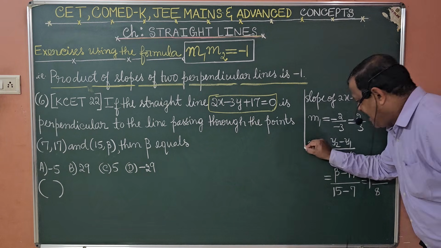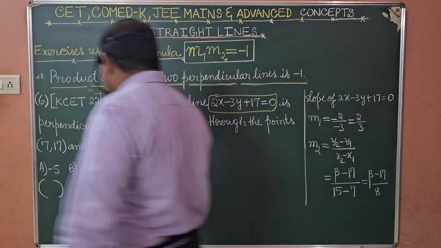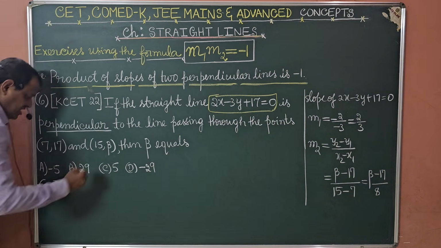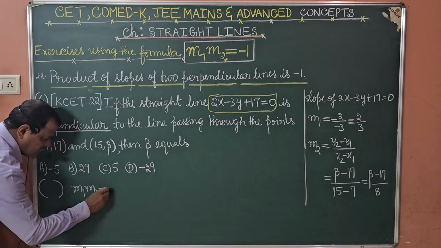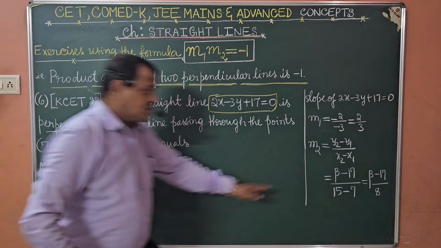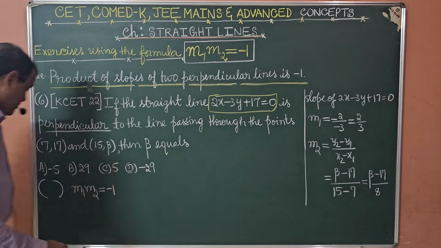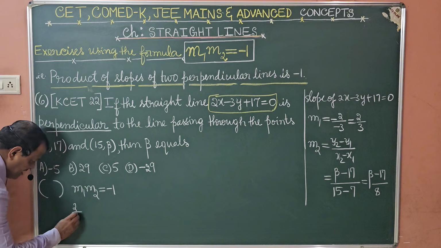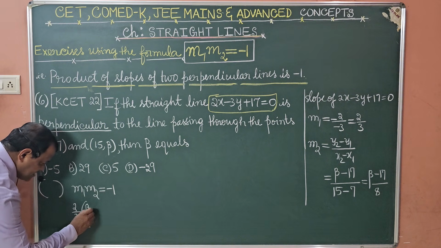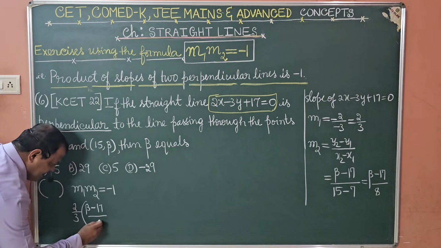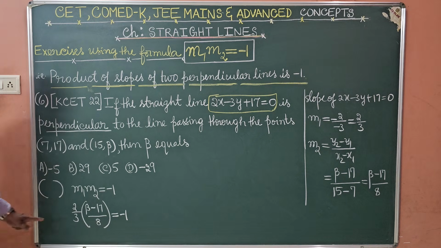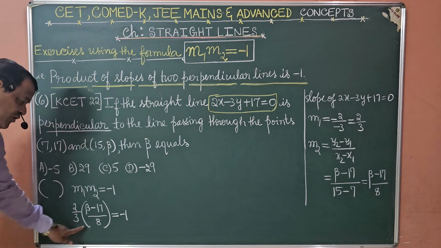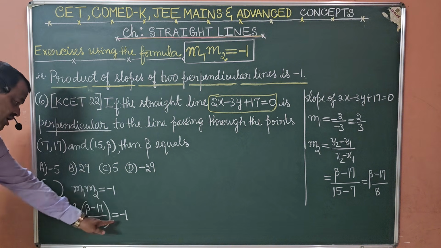Now, my dear students, they have given that the two lines are perpendicular to each other. Therefore, now I will use the result m1 into m2 equal to minus 1. So m1 is 2 by 3, m2 is beta minus 17 by 8. So 2 by 3 into beta minus 17 by 8 is equal to minus 1. And therefore this becomes 8 into 3, 24, here minus 24 when I cross multiply.